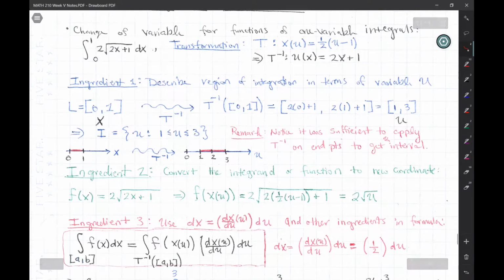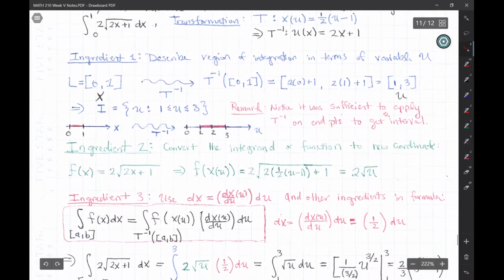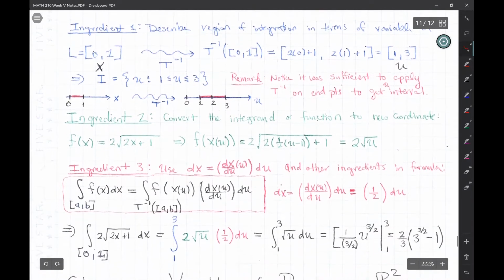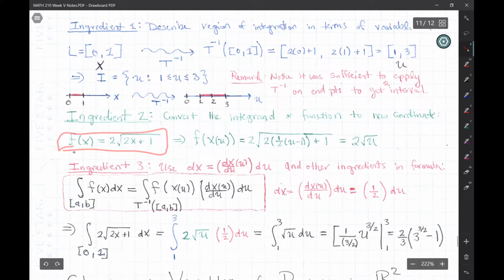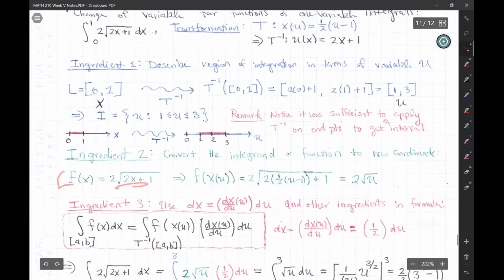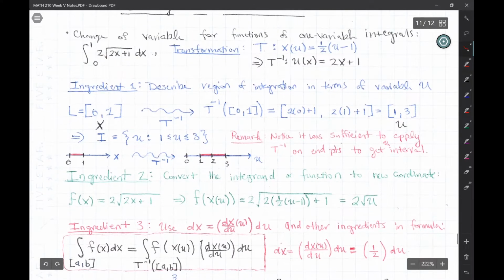So that was the first ingredient. Now what about the second ingredient? For the second ingredient, we're going to convert the integrand or function to the new coordinate u. How do we do that? Well, originally we have the function given here. This is going to be our integrand.